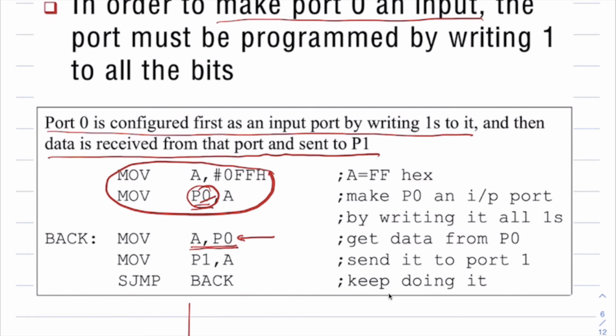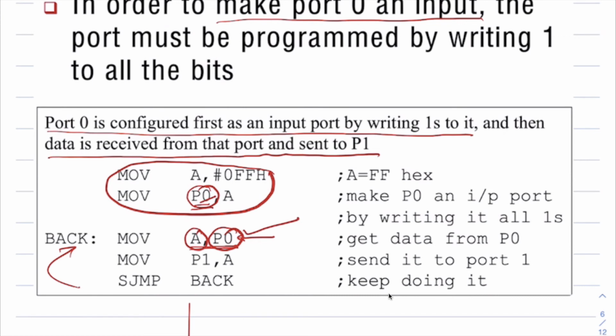What you will be getting here will be the resultant of what is connected to P0. So if P0 is getting some high or low in the pins, those things will be reflected here and those values will be moved to the accumulator. In the next few lines we are moving that value to another port, and we will keep on doing this. So remember, this is just a small portion of the program to explain how to configure P0 as an input port.